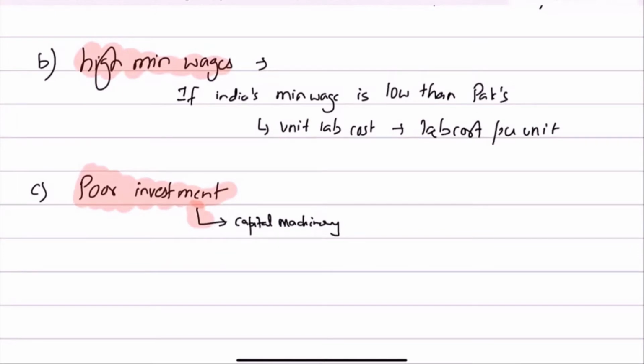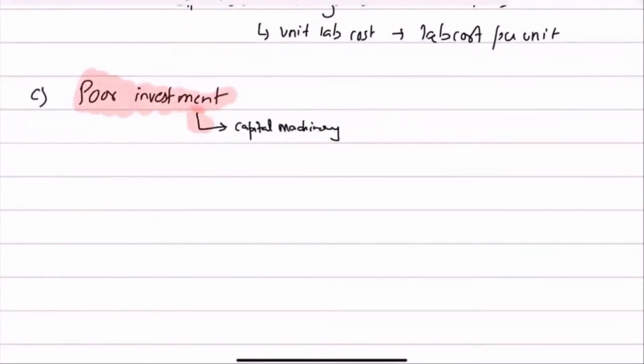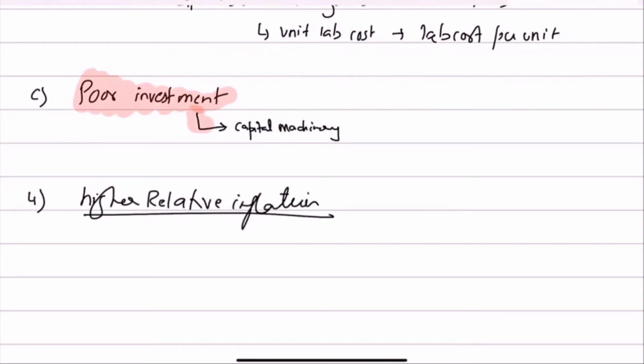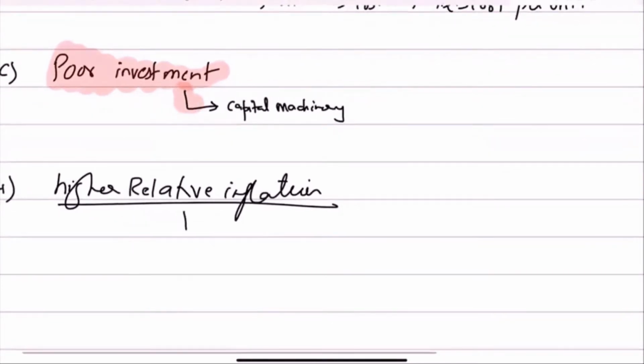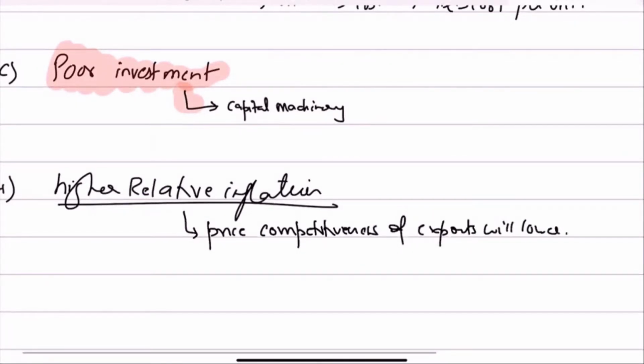Okay. So the fourth factor that would cause a deficit on the current account is higher relative inflation. Why write the word relative? Because when you talk about relative, you're talking about in relation to other countries. So if Pakistan's rate of inflation is higher than that of competitor countries like India, the price competitiveness of exports will be lower. What do you mean by that? It means that Pakistani exports would not be competitive because there's a lot of inflation in Pakistan.